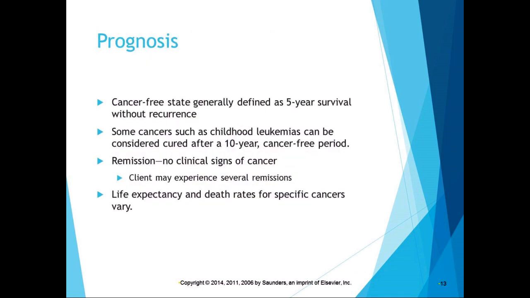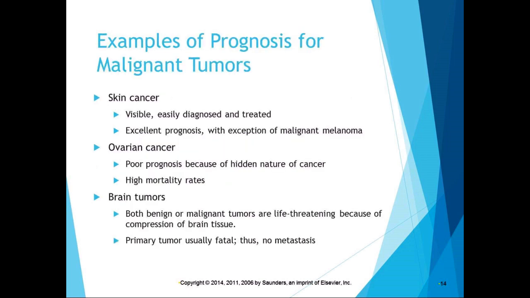So the cancer-free state is generally defined as a 5-year survival without recurrence. Some cancers, such as childhood leukemias, can be considered cured after a 10-year cancer-free period. Remission means a person has no clinical signs of cancer, and they may experience several remissions. The life expectancy and death rates for specific cancers vary. So these are just some examples of the prognosis for malignant tumors.